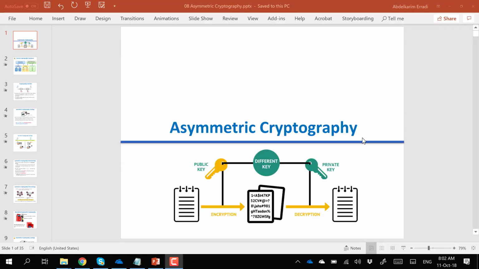So far we have been discussing symmetric cryptography, and we will review the main characteristics and then start looking into asymmetric cryptography. And from this figure, you can already see in asymmetric cryptography, we are using two keys, the public key to encrypt and the private key to decrypt. This is to ensure confidentiality.